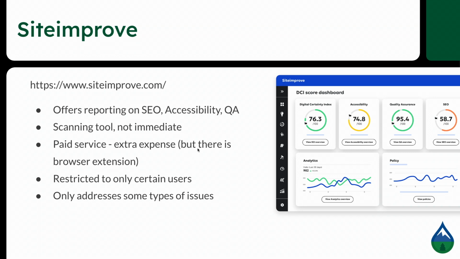It is a scanning tool, so it's automatic. I mean, it's not immediate. So you're going to be doing your content, and it's going to scan the site like once a week. When we were clearing out errors, when we would do a deployment and do a fix, sometimes I would wait a week or longer to get it cleared out of the Site Improve report.